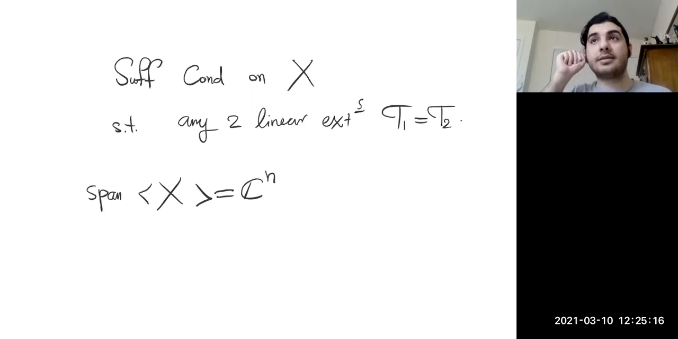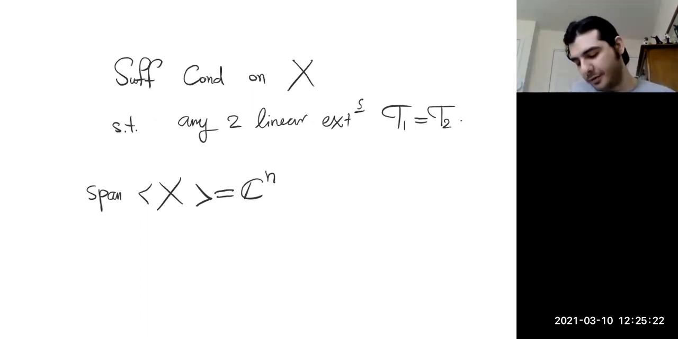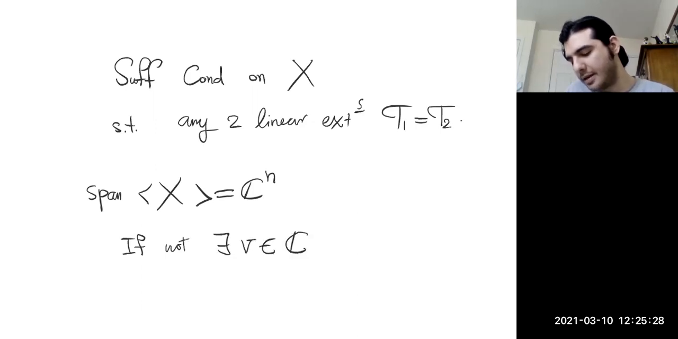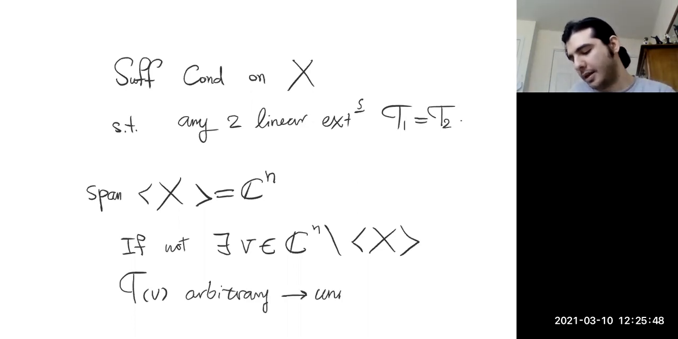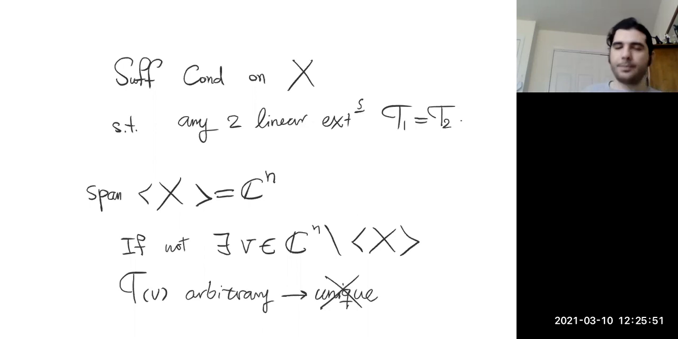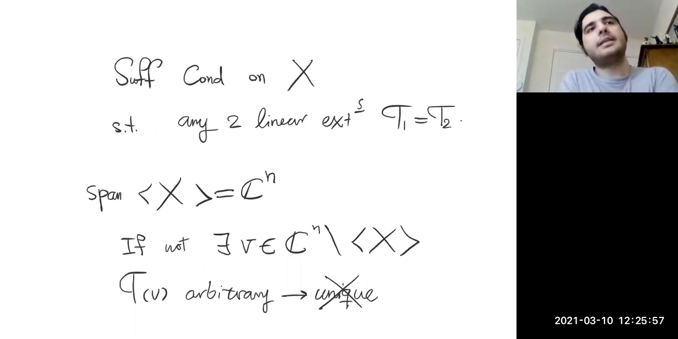Because if it does not span all the space, there is a vector outside of the span of X. So if not, there would be a vector v in Cn minus the span of X. And then I can define the value of this extension on v as anything I want. Therefore, it's not unique anymore, right? So T of v would be arbitrary, and it means it is not unique anymore. Yeah, that is correct. So that's kind of a review of the homework we had this week.